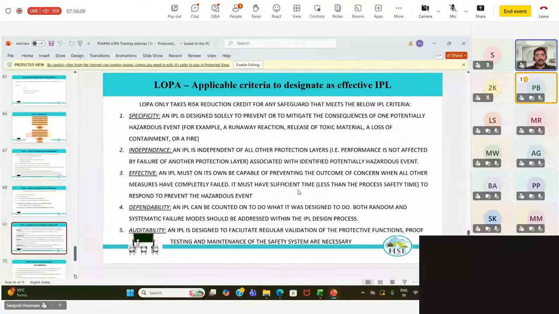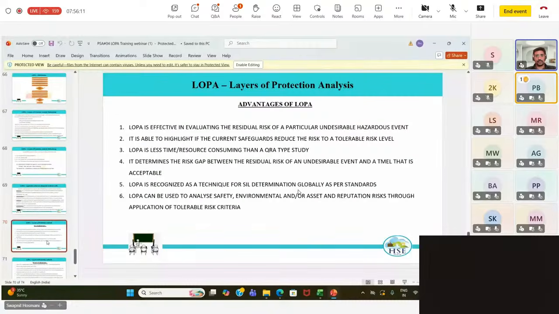Next are the advantages of LOPA. LOPA is effective in evaluating the residual risk of a particular undesirable hazardous event, which we have seen. It is able to highlight whether the current safeguards reduce the risk to a tolerable risk level. Whatever is considered in design, whether it is able to reduce the risk to that level, that is what LOPA says. And LOPA is less time and resource consuming than a QRA type study. As I said, QRA can stretch for 6 to 12 months.